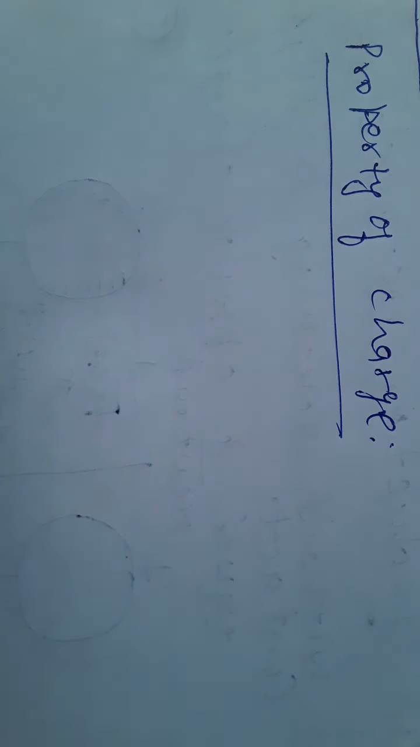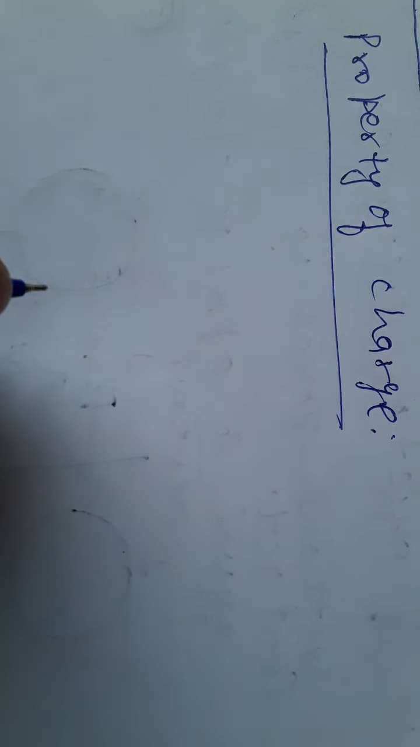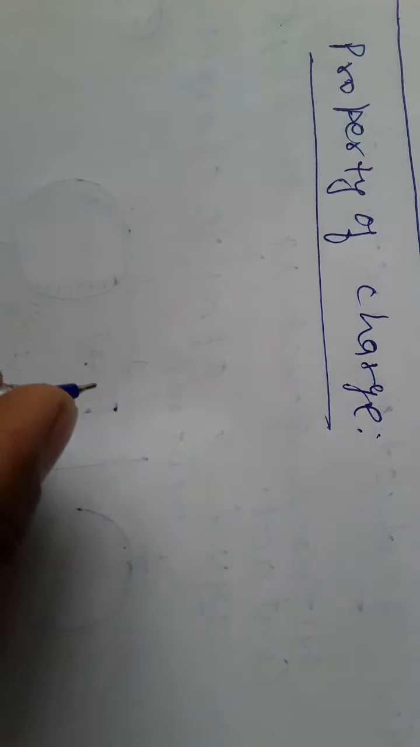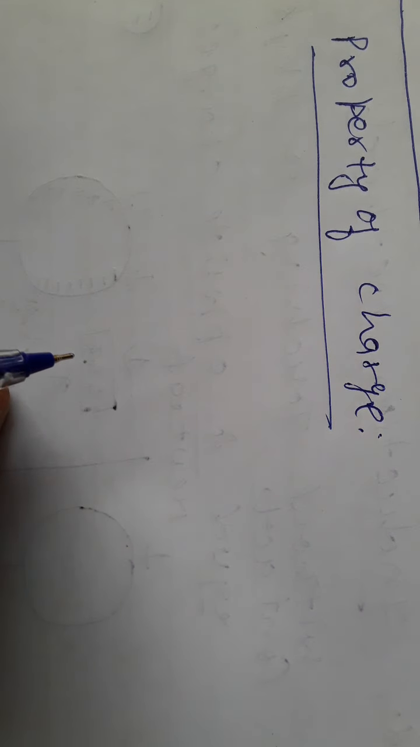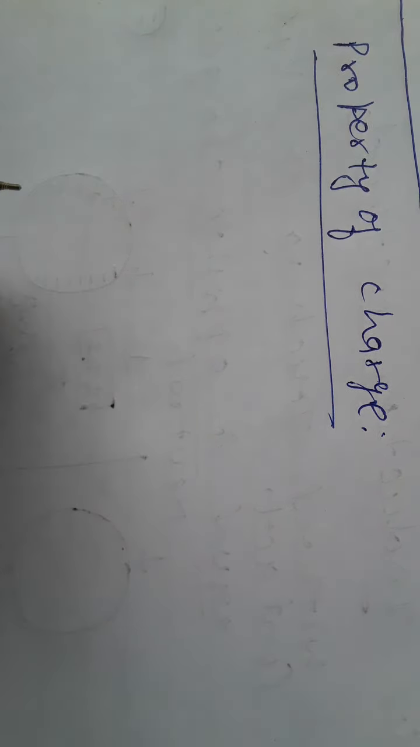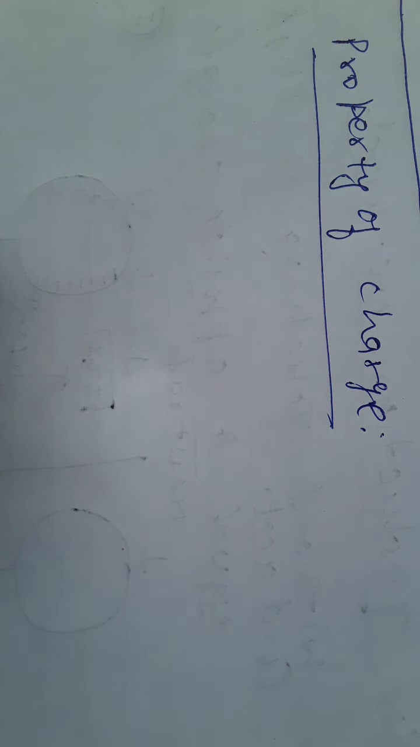In the last topic we have done the methods to form the charge on an object, and we have done two methods to form the charge. First one was physical rubbing method and the second method was induction method. Now the next topic is property of charge.